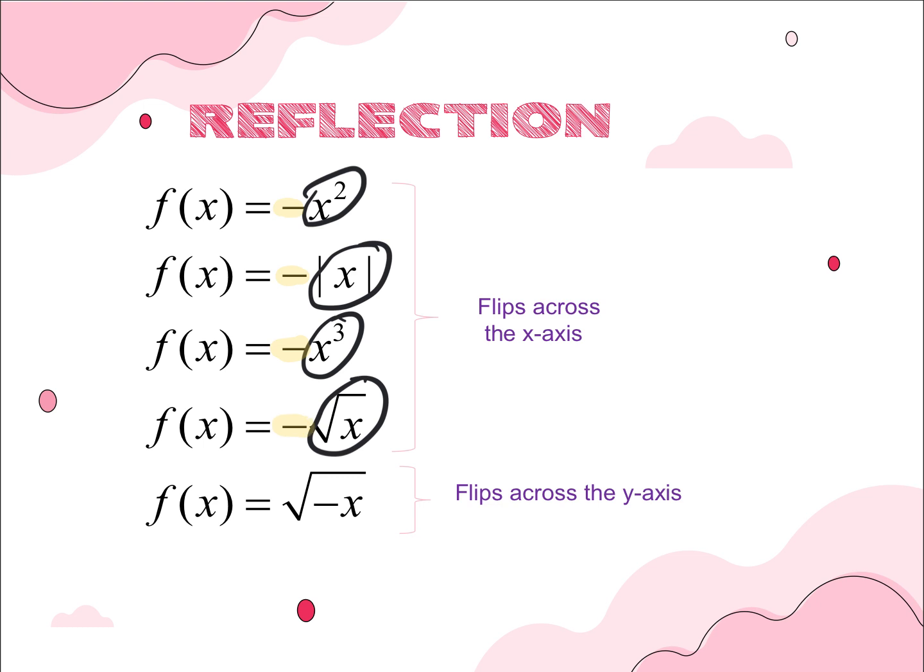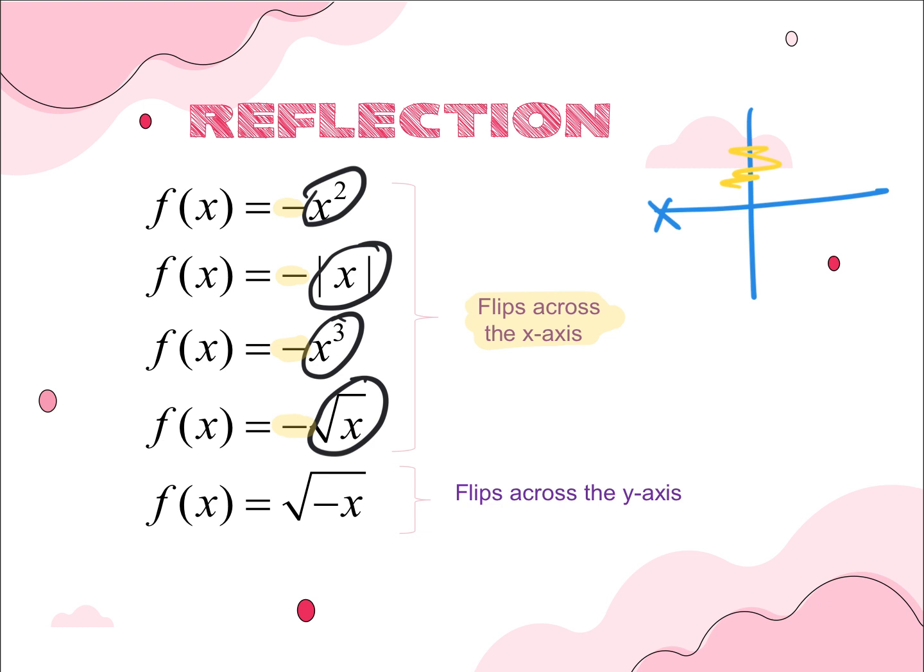Now, where do you notice, guys, the negative is? It's on the outside, okay? If your negative is out in front, on the outside, you're going to flip across the x-axis. So think about where the x-axis is. The x-axis is here, correct? So if your graph exists on the top, if it's reflected, where is it going to exist? Down.